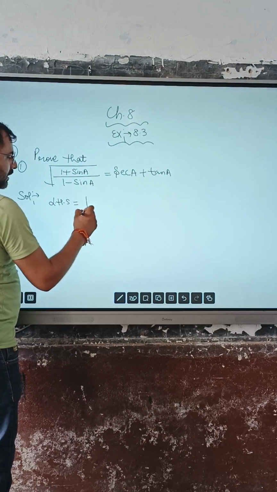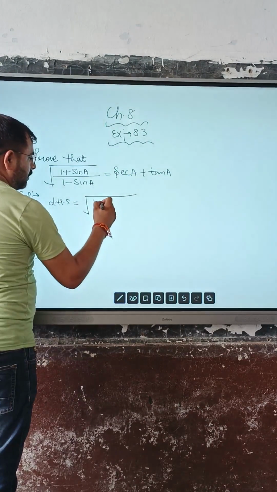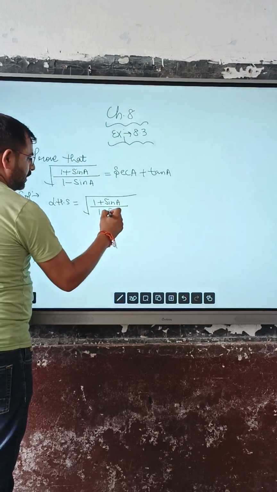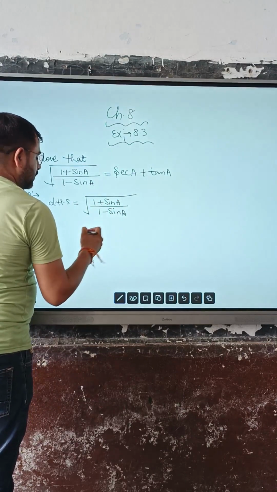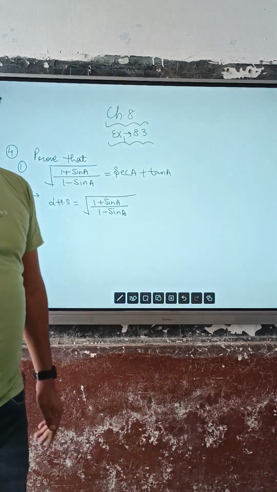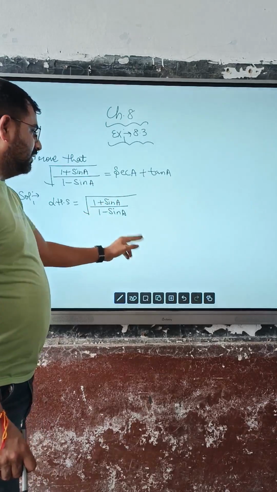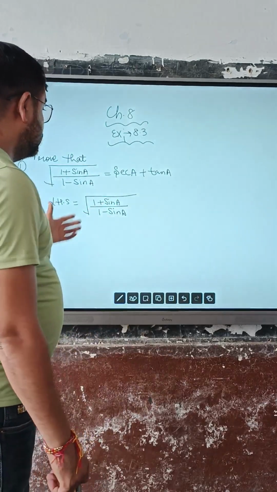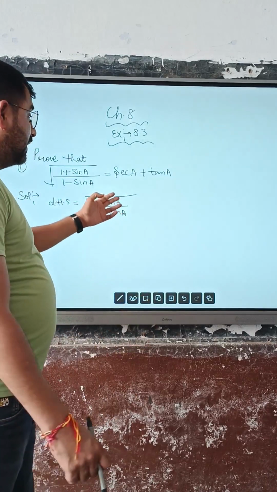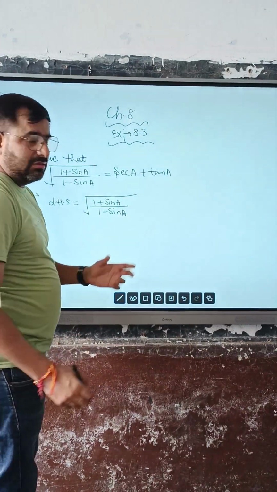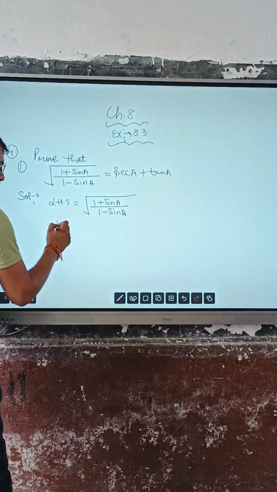So the left hand side is under root 1 plus sin A over 1 minus sin A. This question is solved by rationalizing. So rationalize.